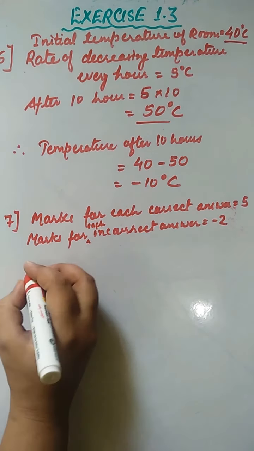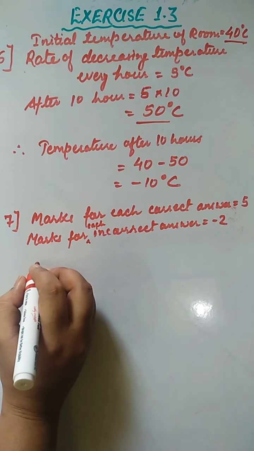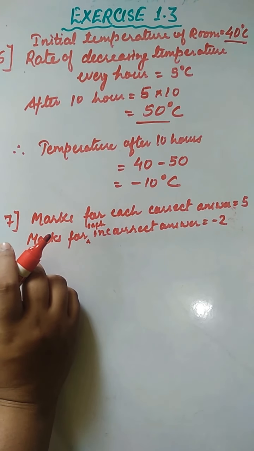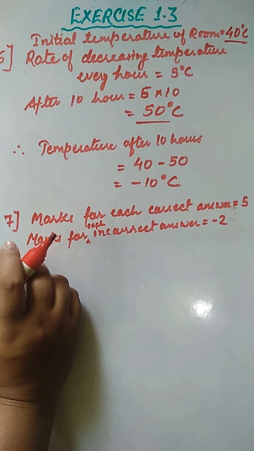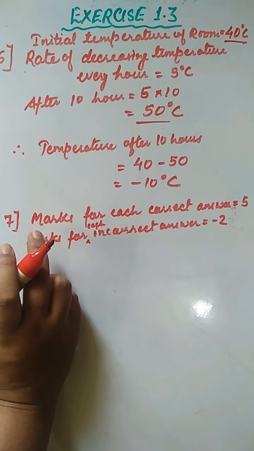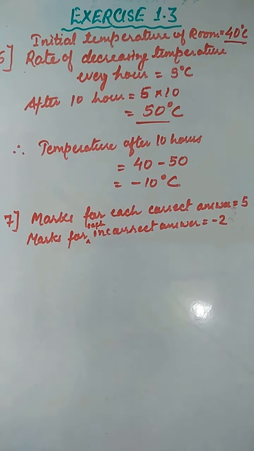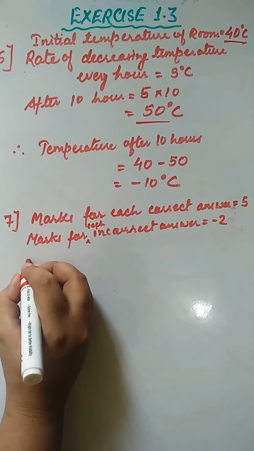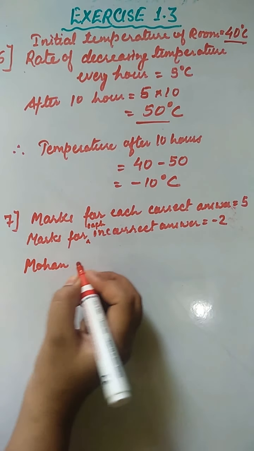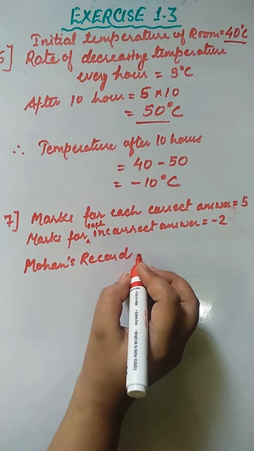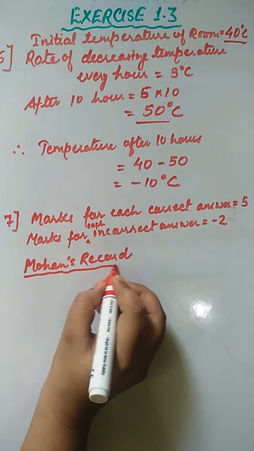So we have to find the marks for 3 people, that is Mohan, Reshma and Hina. In the question it was given 10 questions were there, 5 marks for a correct answer, minus 2 marks for every incorrect answer and 0 for a question not attempted. If the person has not attempted any question then it will be 0 only. So we can find Mohan's record first, because we have to find Mohan's marks in the first part.